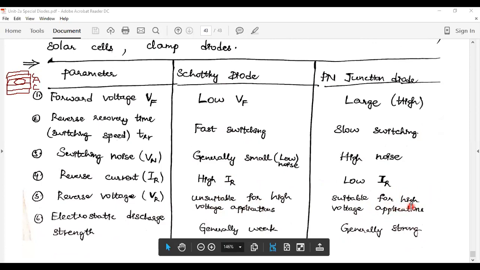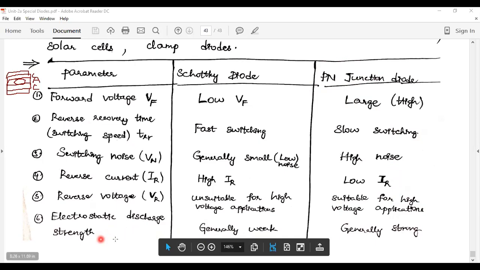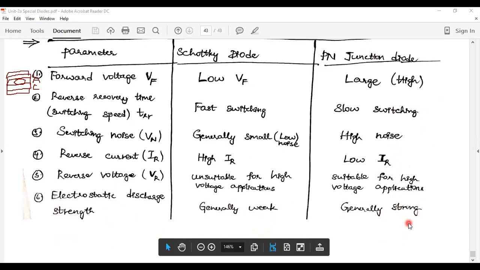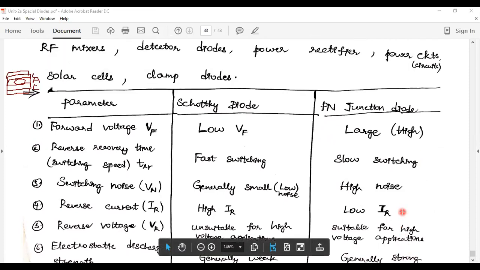We can come across this in the GaAs diode. It depends on doping levels. By increasing the doping levels, we can use it for higher applications in terms of the diode here. And electrostatic discharge strength is generally weak here, whereas it is very heavy, that is strong, in the PN junction diode. And this is the basic difference between Schottky diode and PN junction diode.